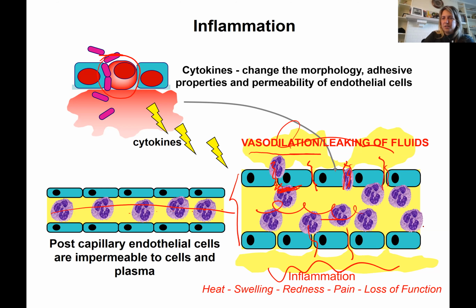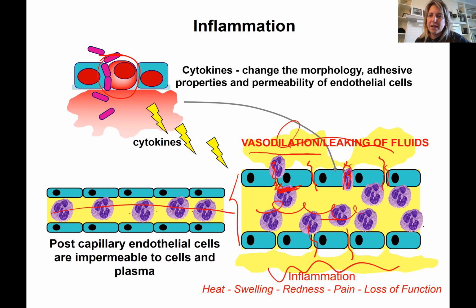In this inflammation, there are 5 cardinal signs of inflammation, and they are heat, swelling, redness, pain, and loss of function, okay? Heat, swelling, redness, pain, and loss of function, and everybody needs to be able to memorize what the 5 cardinal signs of inflammation are.